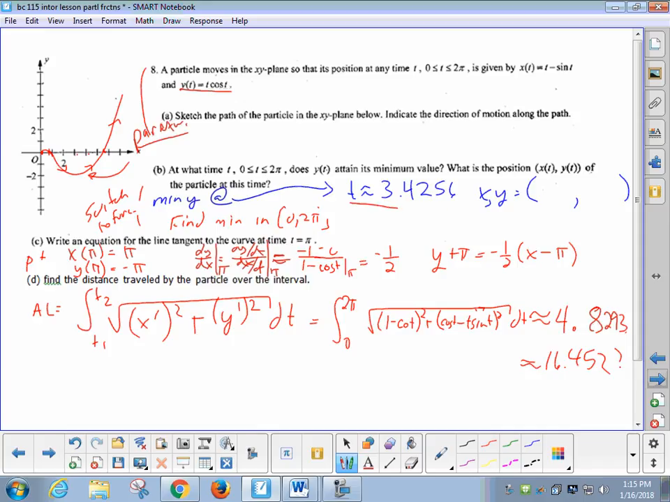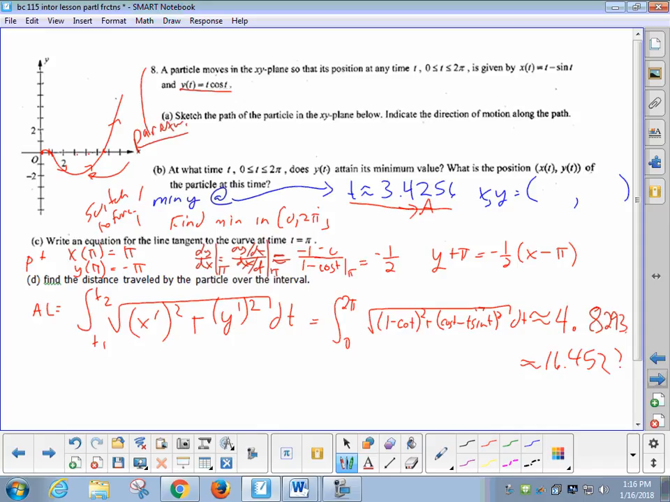The minimum is at time equal 3.4256, I think. And then for the position at that point, you go back to parametric mode. Actually, you probably store that. You're going to need that. Go back to parametric mode. Your equations will still be there. They don't get canceled out. You just find the position at that time, horizontally and vertically.